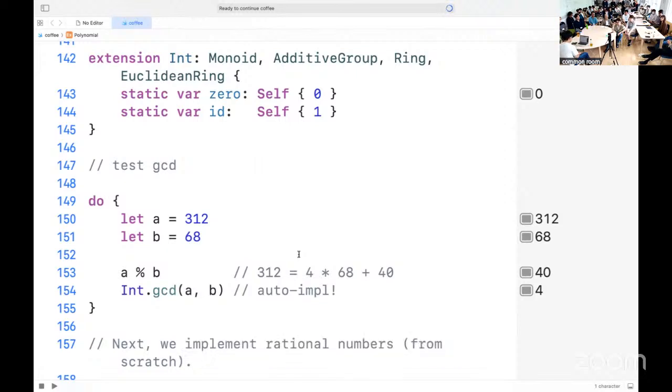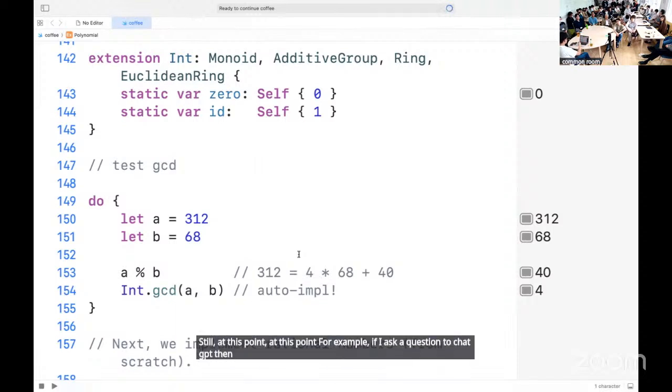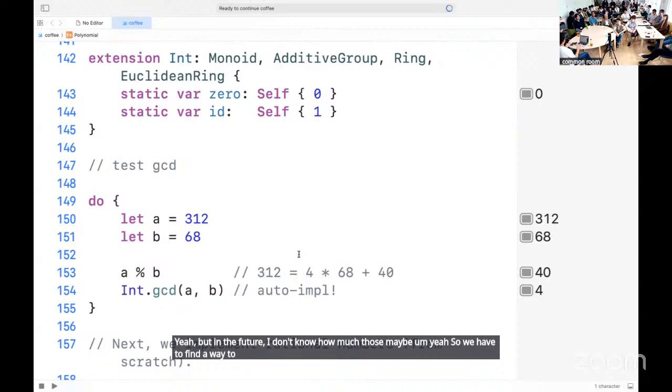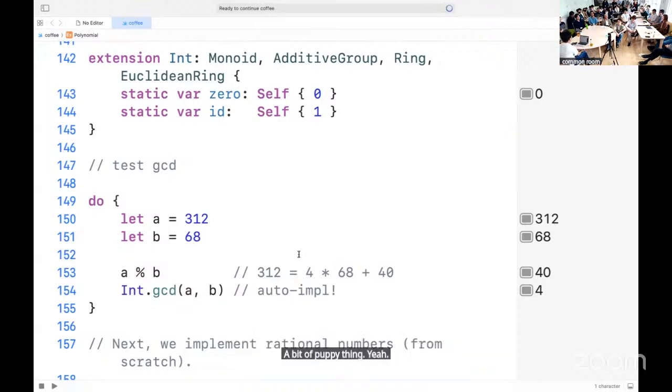But at this point, for example, if I ask some mathematical question to ChatGPT, then it returns some kind of nonsense answers a lot of the time. I'm sure at this point there are many advantages for our students. But in the future, I don't know how much. Maybe some day computers might exceed human mathematics. So we have to find a way to cooperate with AI and work together with AI instead of competing with AI. So, yeah. Okay, thank you very much.